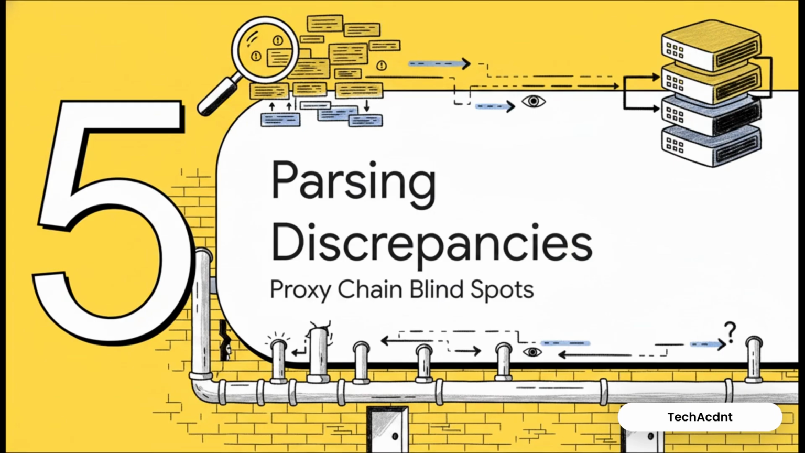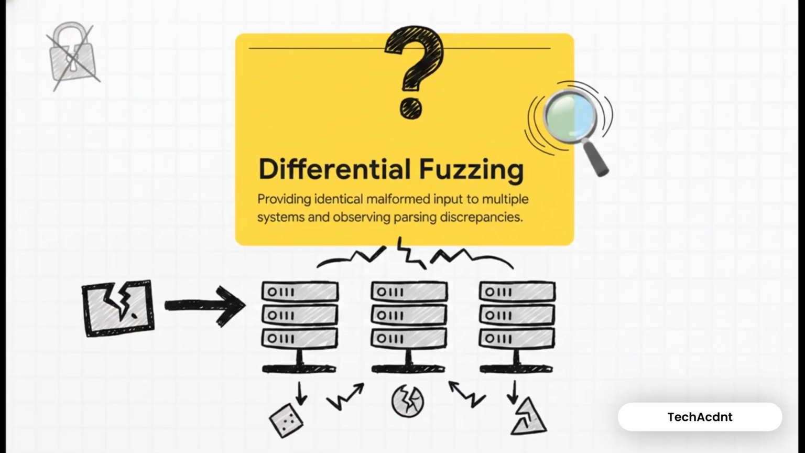All right, let's head down into the architectural basement. Section 5, Finding Parsing Discrepancies. This is where we get into some really complex, fascinating stuff. A technique called differential fuzzing. Unlike your standard payload fuzzing where you're just trying to break a single application, differential fuzzing involves providing the exact same, often intentionally malformed HTTP request to multiple interconnected systems simultaneously. The goal isn't necessarily to crash them, we're looking to observe discrepancies, differences in exactly how each system interprets and parses that identical piece of data.